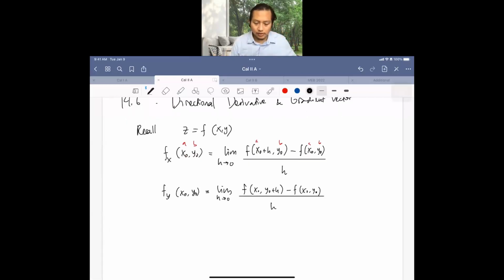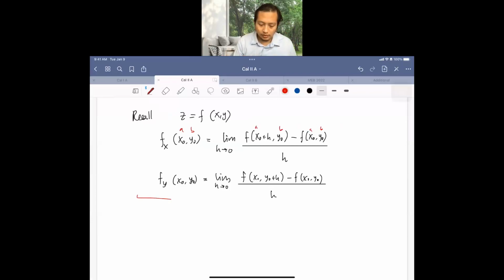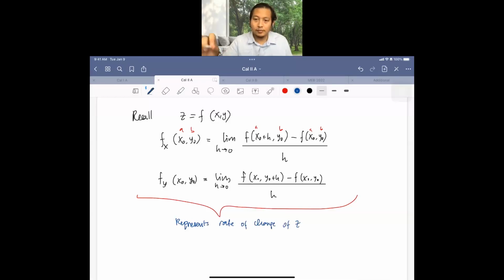Okay, now this partial derivative actually represents the rate of change of z, right? Because z depends on x and y. It is the rate of change of z in the x and y direction.